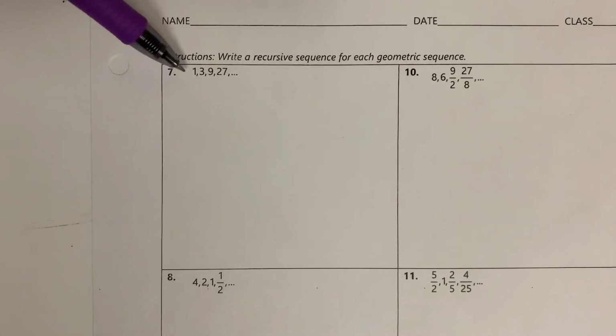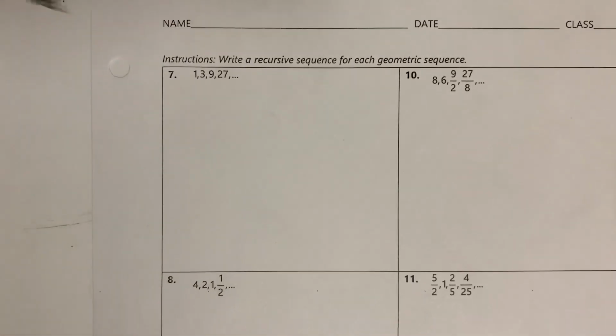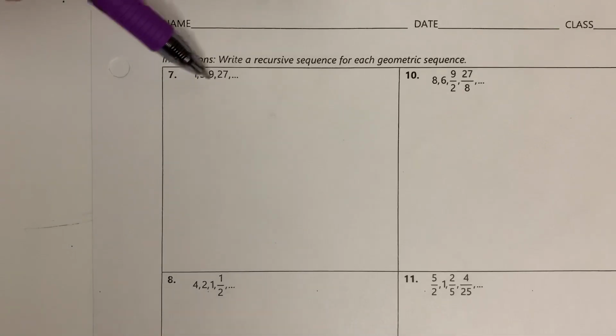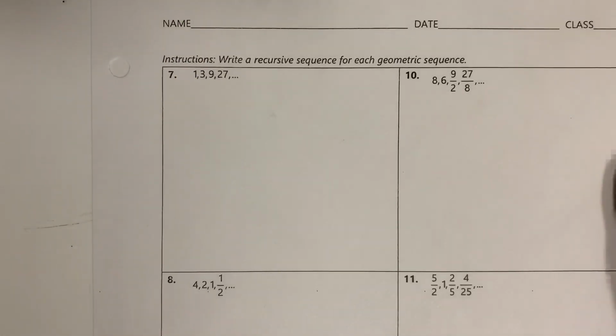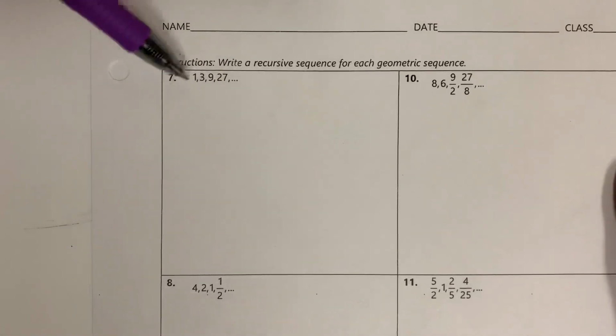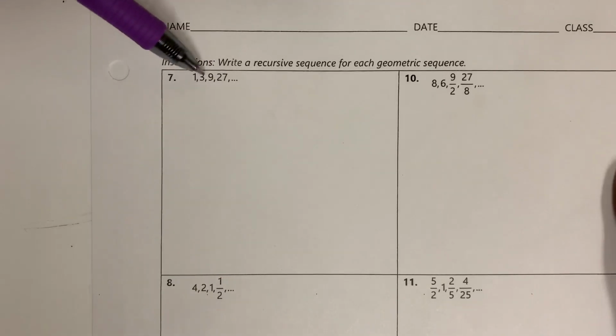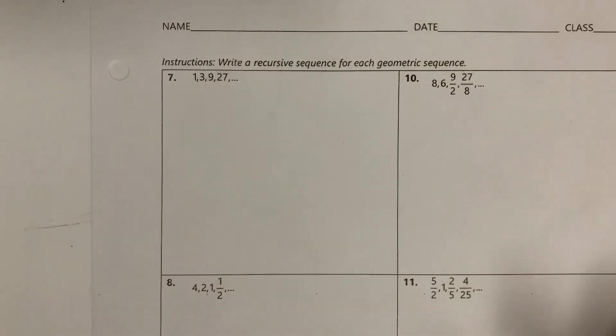For the first one, I know it starts at 7, that's because the other portion was for arithmetic recursive sequences. So 1, 3, 9, 27. What you want to do is find out what the common ratio is. It's being multiplied each time. We can clearly see that to go from 1 to 3 to 9 to 27, you're multiplying by 3 each time.